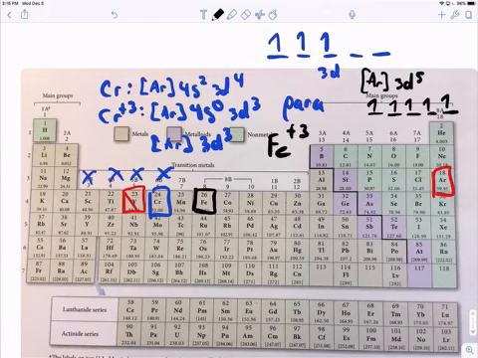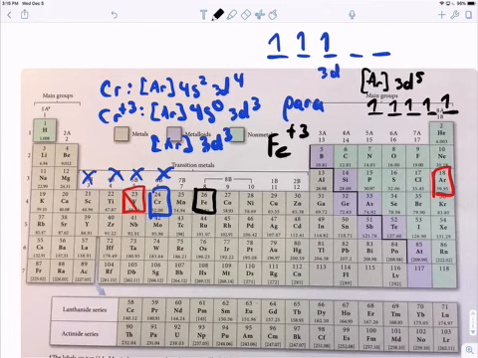So what is iron? Iron is argon's 4s2, 3d, 1, 2, 3, 4, 5, 6. So plus 3, it's going to lose the 4s2 first, and then 3d5. So 3d5, and then 5 electrons, all parallel spins. So it is definitely paramagnetic.